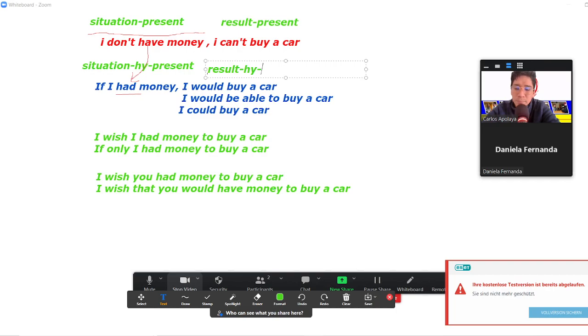Mira, si yo tuviese dinero, esta situación hipotética ahora, si yo tuviese dinero ahora, me compraría un carro. ¿Cuándo me compraría un carro? ¿En el pasado o en el presente? En el presente. ¿Te das cuenta?